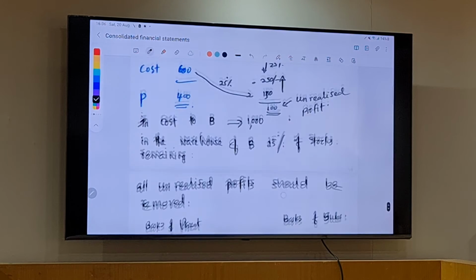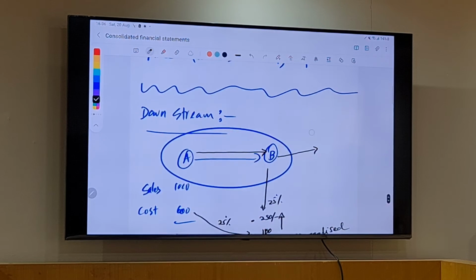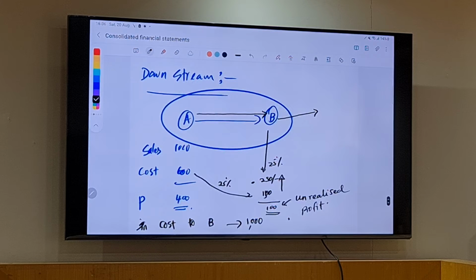So this is on which method? Downstream. Upstream is slightly different. Before I go to upstream, I wanted you to make sure you understood downstream. Any doubt? Please let me know.